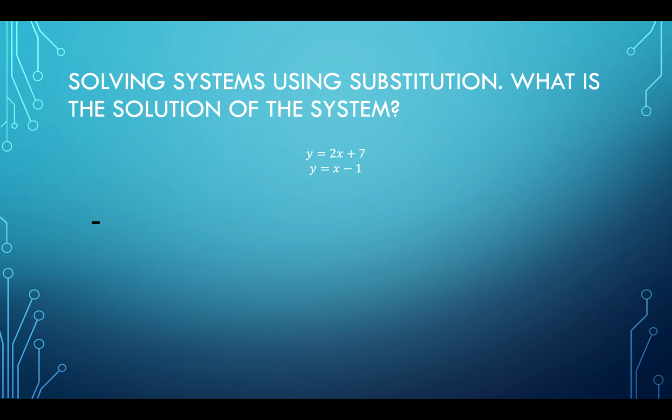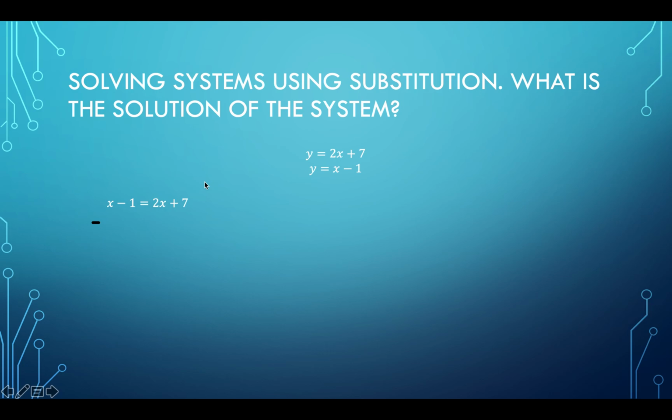So now what you're going to do is take one of these lines and plug it in for that variable. What I like to do is take this bottom line, so we have y is equal to x minus 1. Wherever there's a y in the other equation, I'm going to plug in x minus 1. So I went ahead and did that, and I got x minus 1 is equal to 2x plus 7.